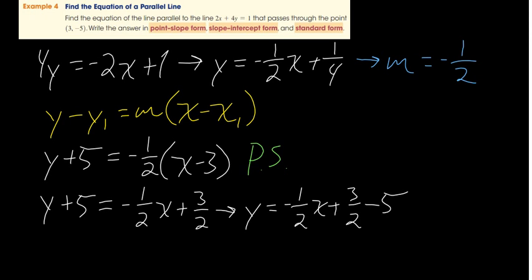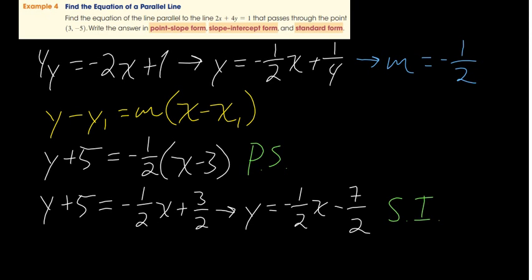Okay, so now we have to write that 5 with a denominator of 2. If I rewrote the 5 with a denominator of 2, that would be 10 over 2, right? 10 over 2 is indeed the same thing as 5. Well, 3/2 minus 10/2 is going to be negative 7/2. So y equals negative 1/2 x minus 7/2, and this is going to be the slope intercept form.